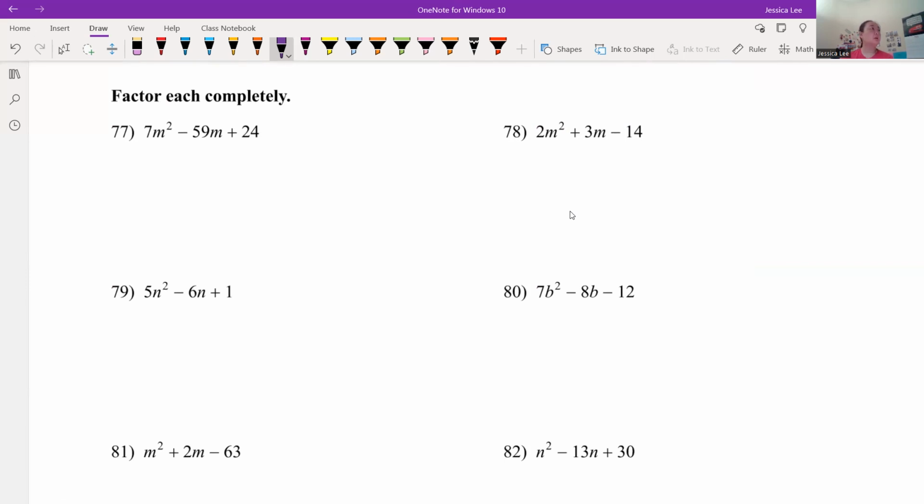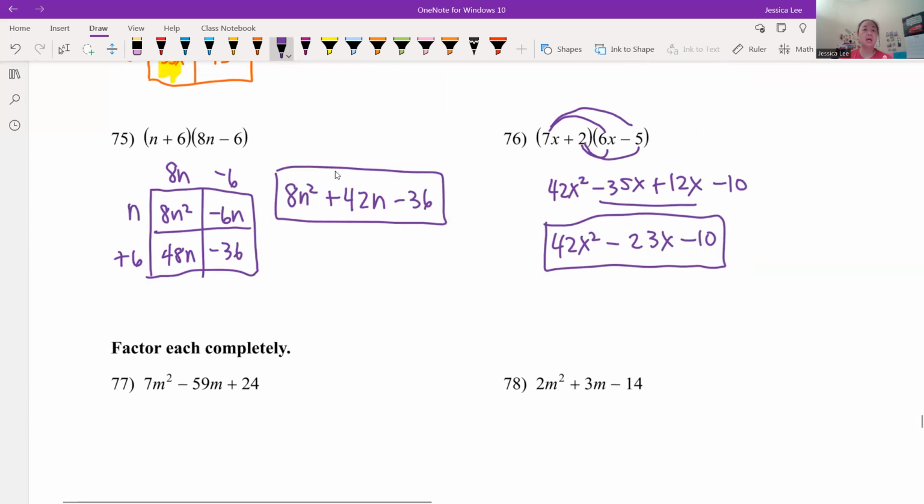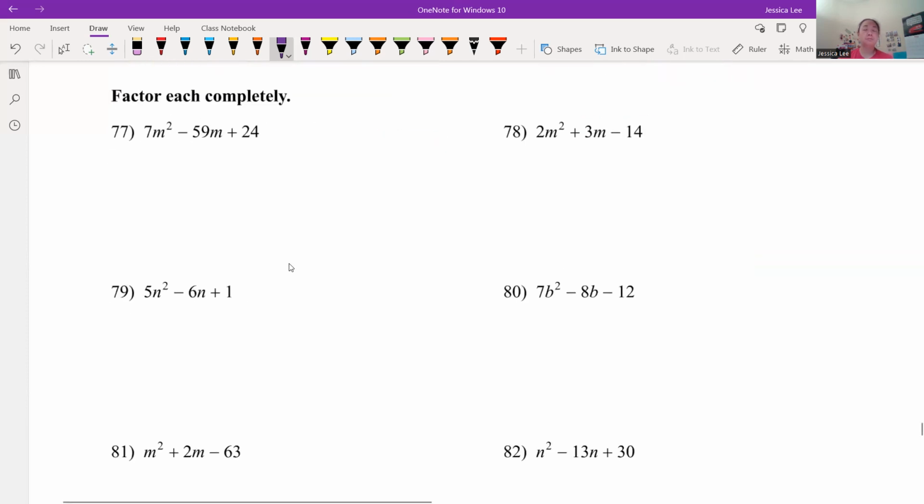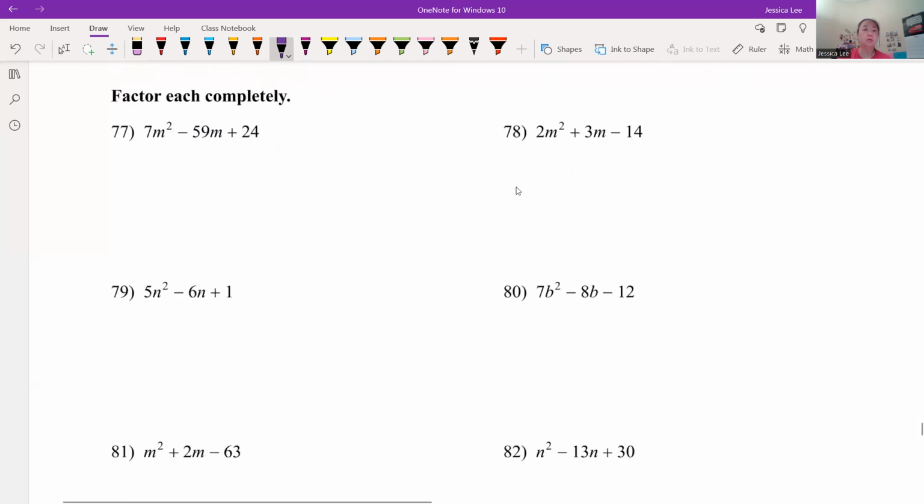We're going to be factoring. So the way we're factoring is basically we're going to be doing the opposite. So we know the answer. We want to know what we're multiplying by, right? So this approach we're going to do a little bit differently. We're going to think about how do we get the first term. Think about the first term. We did like 8n times n, right? Or we did like 6x times 7x, right? What are those two numbers?